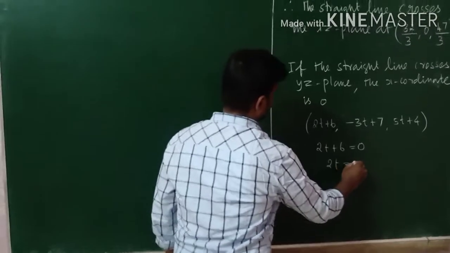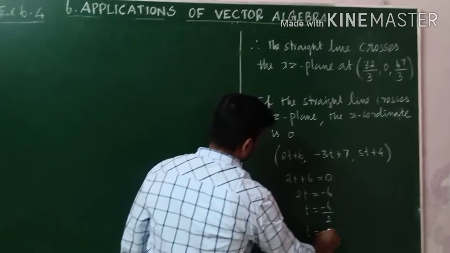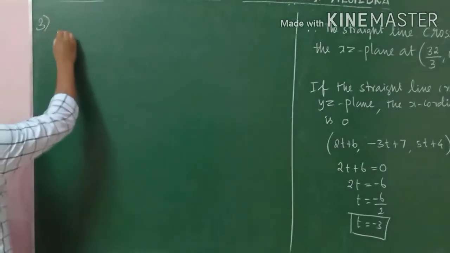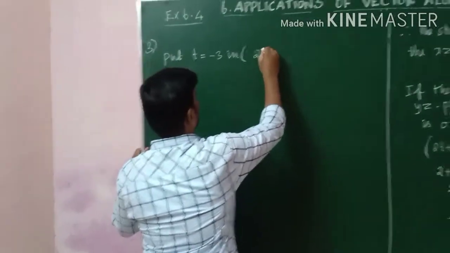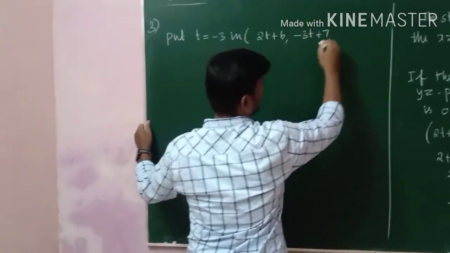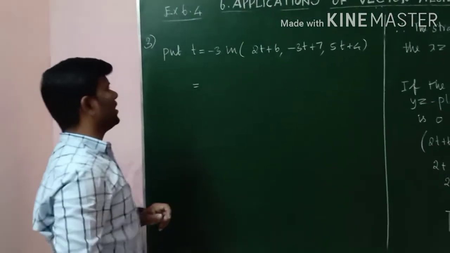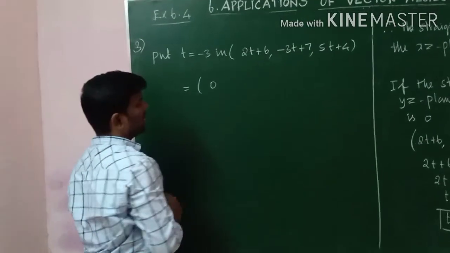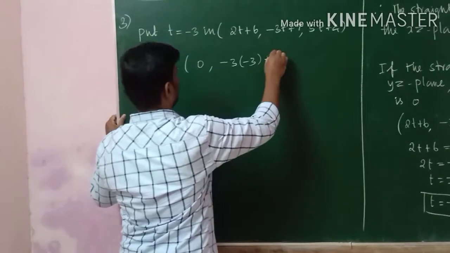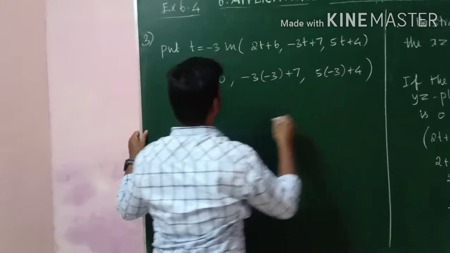So 2t = -6, t = -6/2. So t = -3. So put -3 in (2t + 6, -3t + 7, 5t + 4). If you put t = -3, of course the x coordinate will be 0.